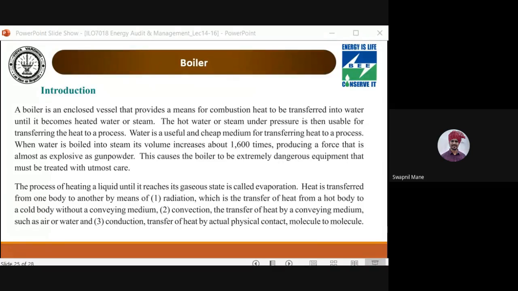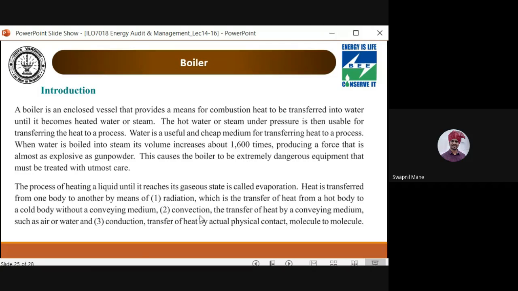In general, fire tube boilers are low capacity or low heat boilers, in which the pressure of the steam is not very high. Yes, you are correct, it is a fire tube boiler. This makes the boiler extremely dangerous equipment that must be treated with utmost care, and that is why it comes under the Indian Boiler Regulations.